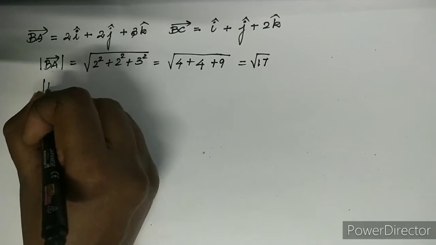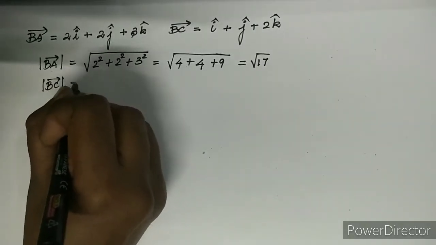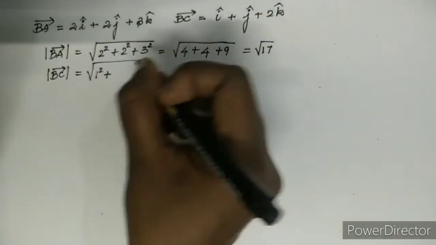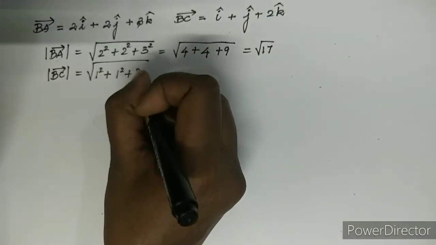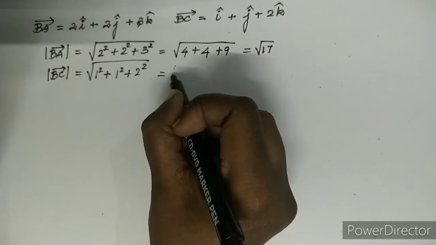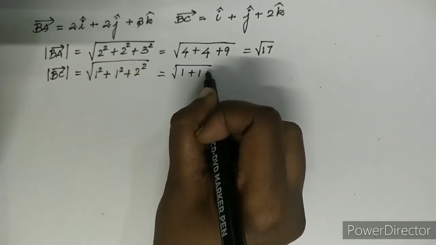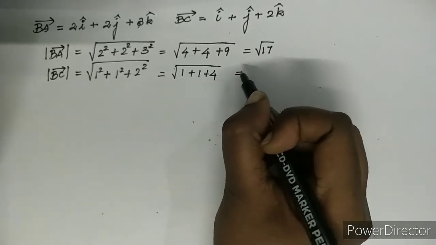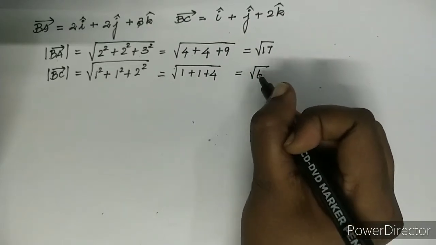Similarly, we'll find the magnitude of BC vector, which is equal to root of 1 square plus 1 square plus 2 square, which is equal to root of 1 square is 1, again 1 square is 1 and 2 square is 4, is equal to 1 plus 1 is 2, 2 plus 4 is 6, we'll get root 6.